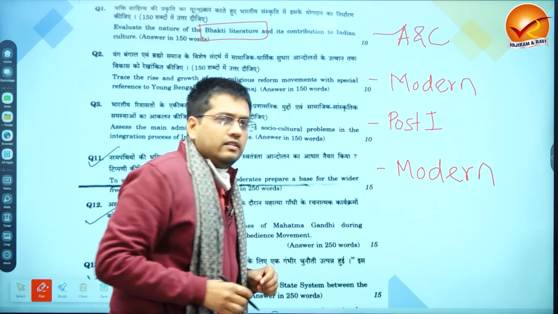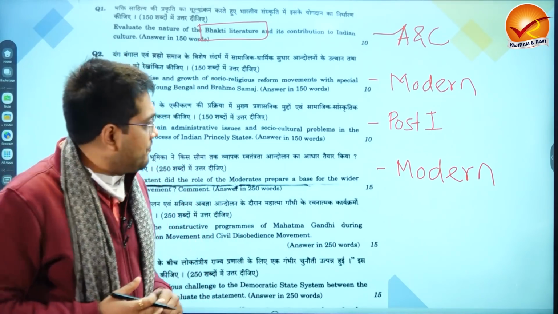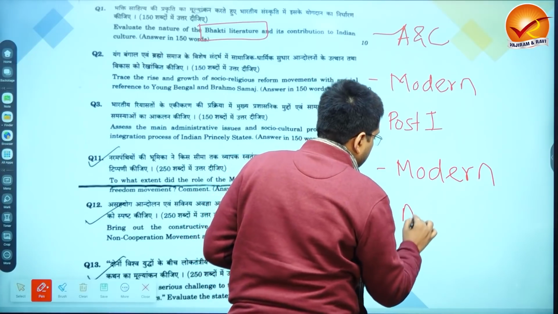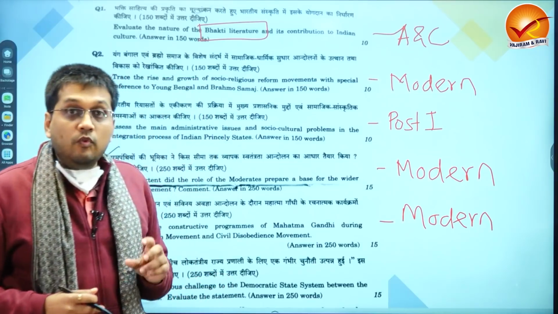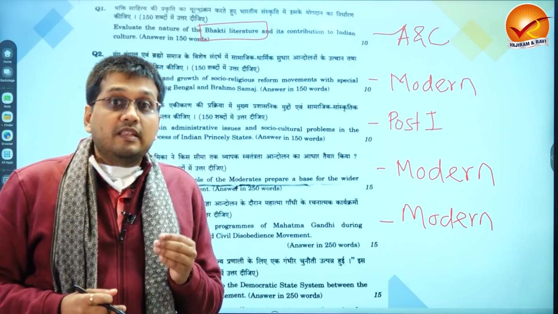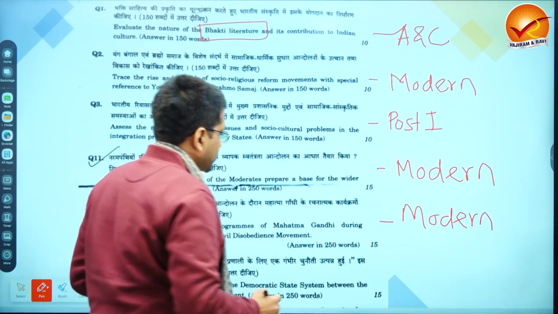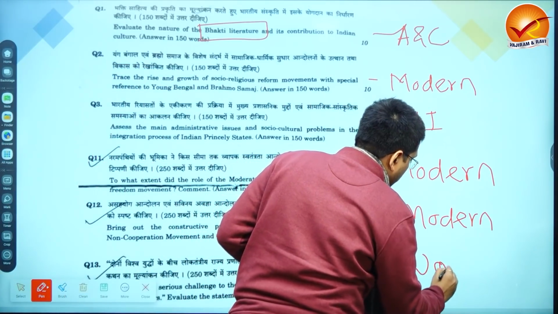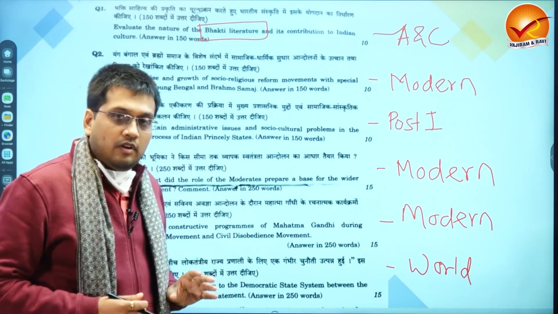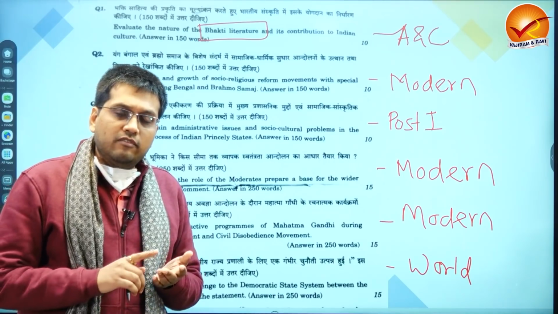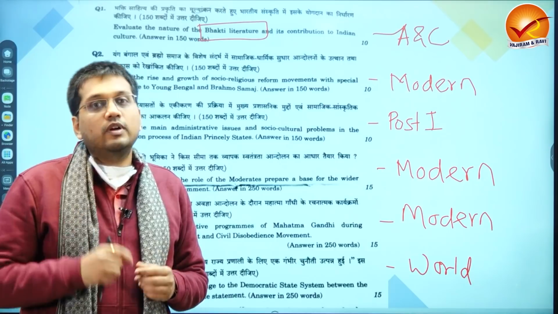Then we have an expected question on Mahatma Gandhi, that is his constructive program, again a modern question. And finally we have one question from world history, the fate of the liberal democracies that emerged in the interwar period in the 1920s and 30s. So we have a world history question. If you see the distribution of topics of the 6 questions, 3 are from modern, 1 from culture, 1 from post-independence and 1 from world.